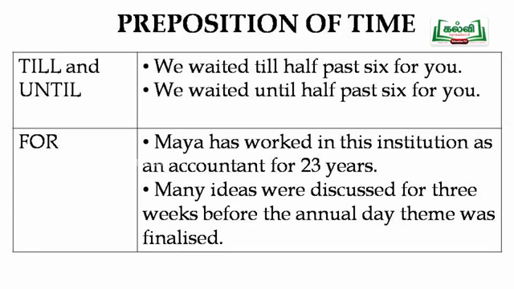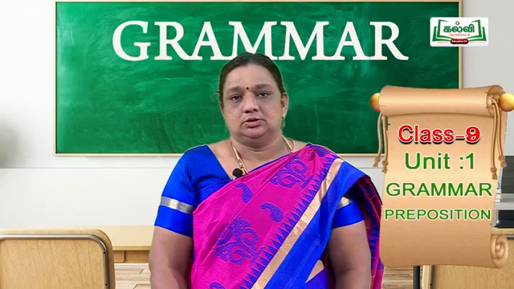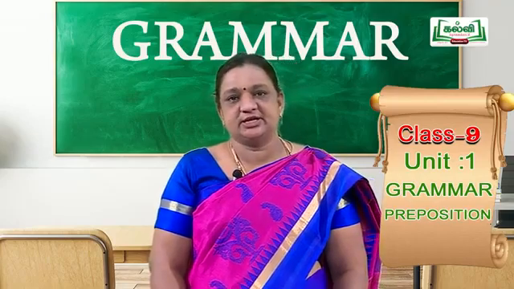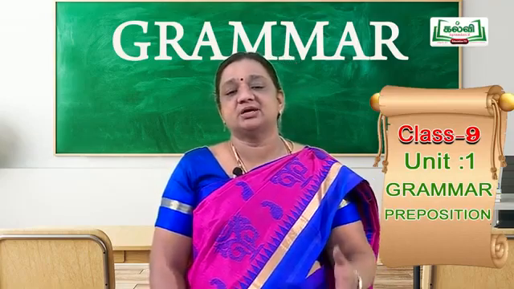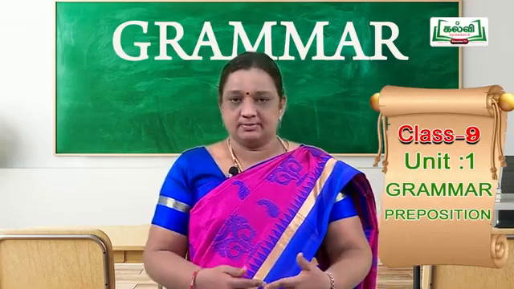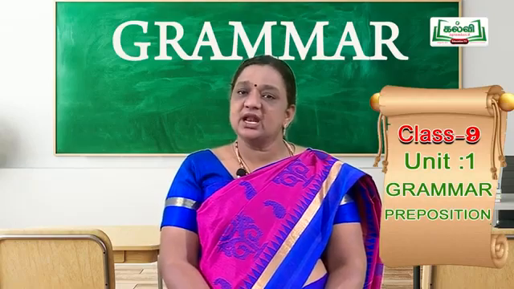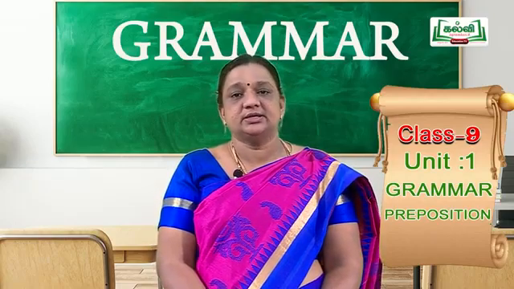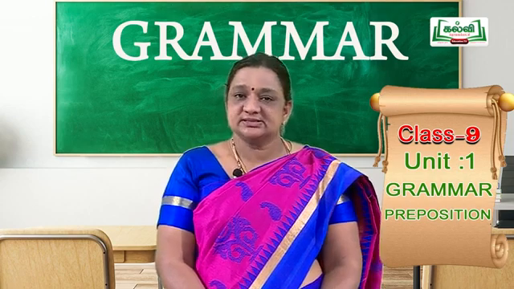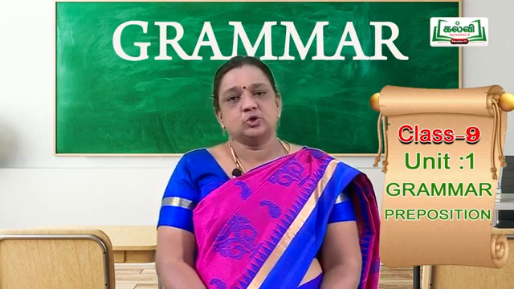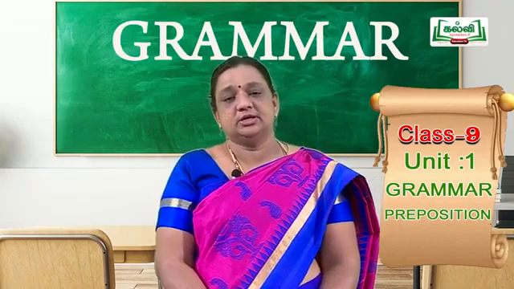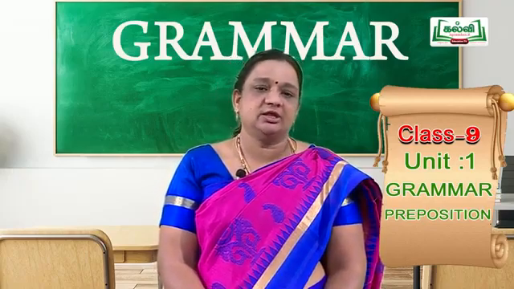We waited till 6:30 for you. So, you were late and your parents are telling you that we waited till 6:30, that you will be coming, but you did not come. We waited until 6:30 for you. We waited till 6:30 for you and we waited until 6:30 for you have the same meaning, so we can use both in the same sentence. They will not make any difference.